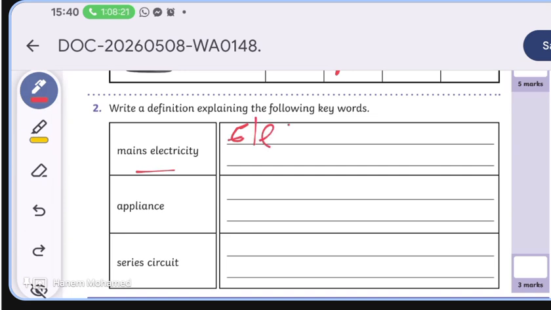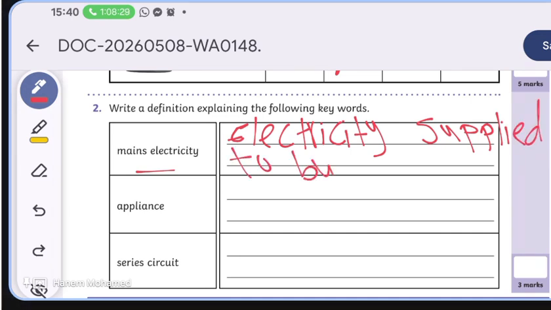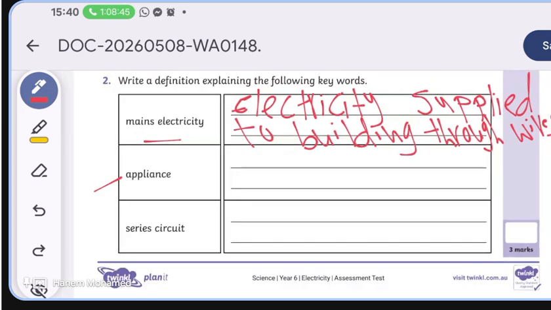Electricity means what? Electricity is supplied to the building through wires, right? You have electricity at home because it's supplied by the electric towers from the factory until your building. Through what? It moves through the wires. And any device that can use electricity, we can call it an appliance, right?